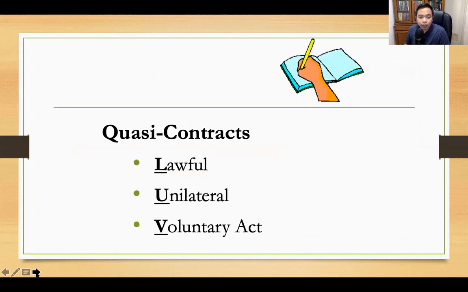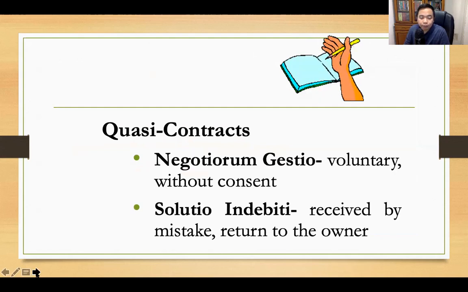So you got there quasi-contract, lawful, unilateral, voluntary. And there are 2 kinds of quasi-contract which are flashed in your screen. You just go over them. Now we have discussed them earlier.